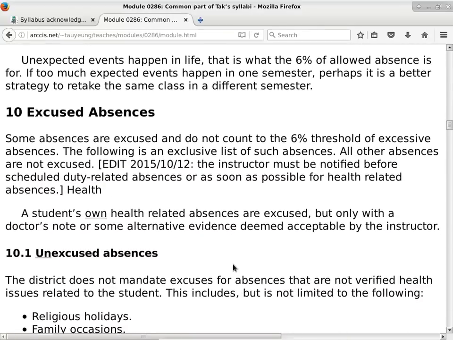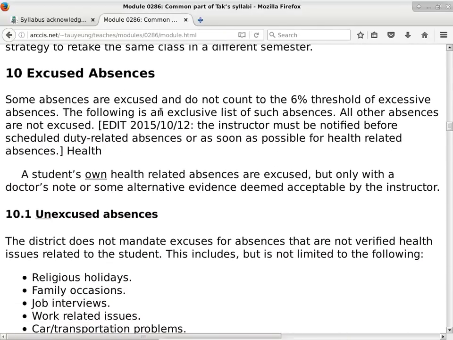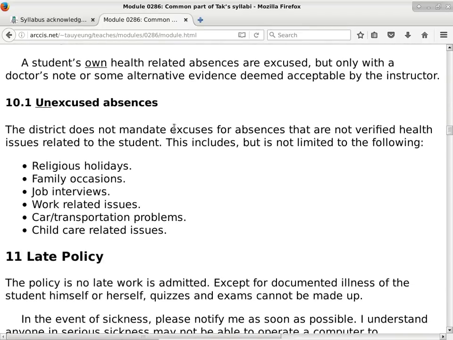I'm moving on. Excused absences, which is exactly what you asked about. So the only absences that are guaranteed to be excused would be a student's own health-related absences that have a doctor's note or some kind of evidence or documentation. Okay, is that okay so far? Okay. So there's a whole long list of everything else that is unexcused.